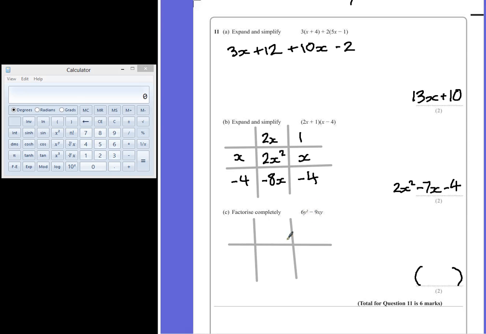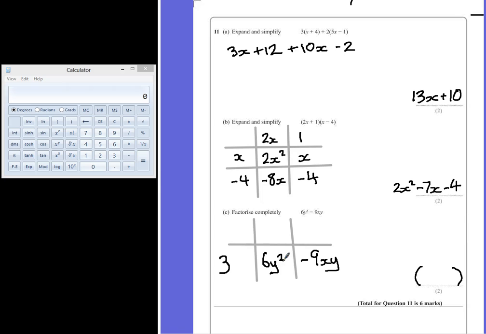We're trying to get 6y squared and a minus 9xy as our answer. So what we're trying to find is something that could have been multiplied, or something that will fit directly into both of these values. If we look at the numbers, we've got 6 and 9. Now both of those are going to be in the 3 times table. So we can take a 3 and put that outside our grid.